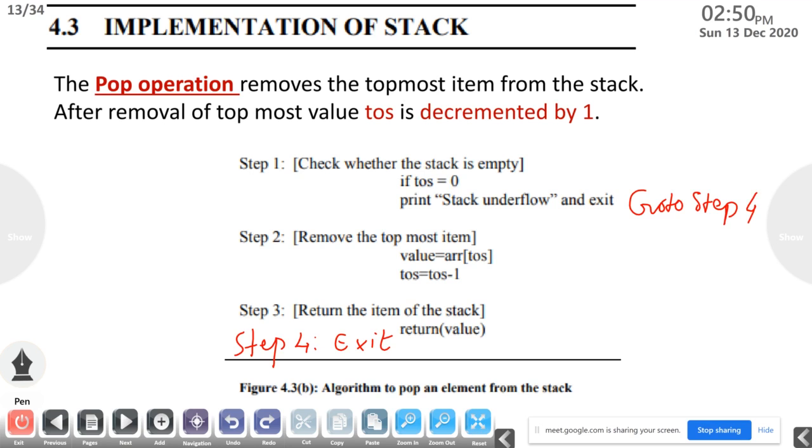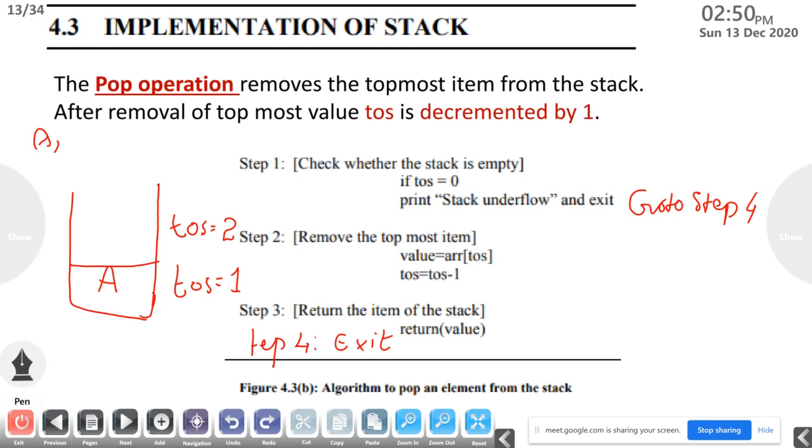Then if the TOS is not 0, we'll just explain. This is a stack. The first time the TOS equal to 0, and we want to insert the first element A into the stack. So we want to increment the top by 1. Now the value of TOS equal to 1. Now we inserted the value A over here. Then again we want to insert one more element, so we increment the top of stack by 1. Now it's 2. We inserted the element B over here. So this is the state of the stack right now. So if TOS is not 0, then it will move to the next step.